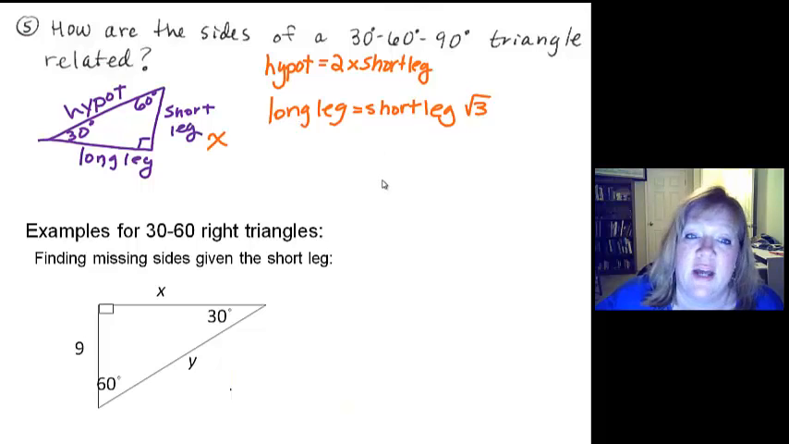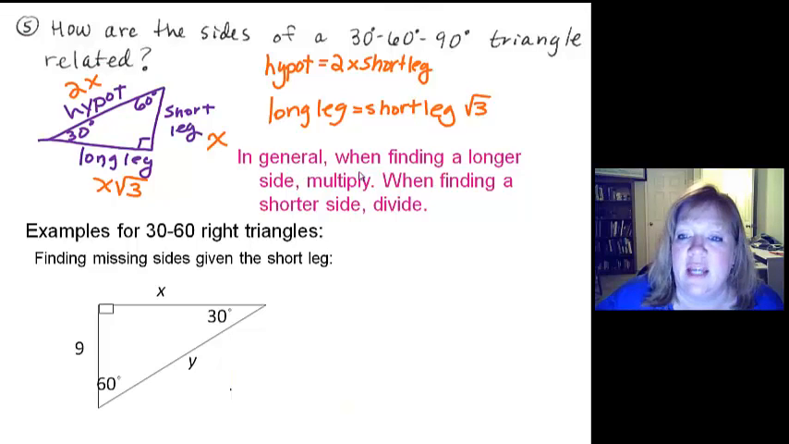I like to do x, 2x, and x square root of 3 when I see my right triangle that I'm trying to find the missing sides for. And what's cool about these special ones is if they give you one side, you automatically can figure out the other two. So let's go ahead on.